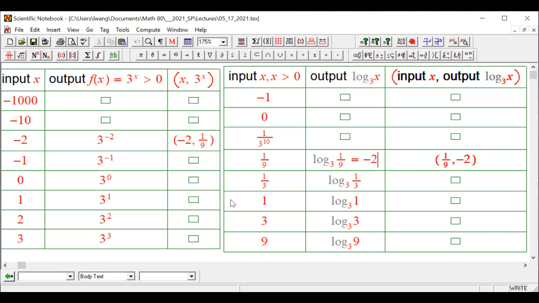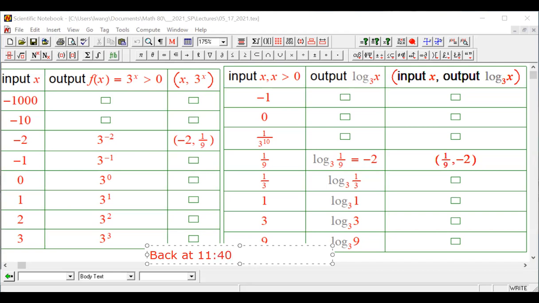Are you guys working on those? Maybe it's time to take a break, huh? Shall we? Do you want to take a break? Okay, so let's take a break. Come back in 10 minutes. But you know what to do. If you want to continue to do that, go for it. Back at 11:40 a.m.